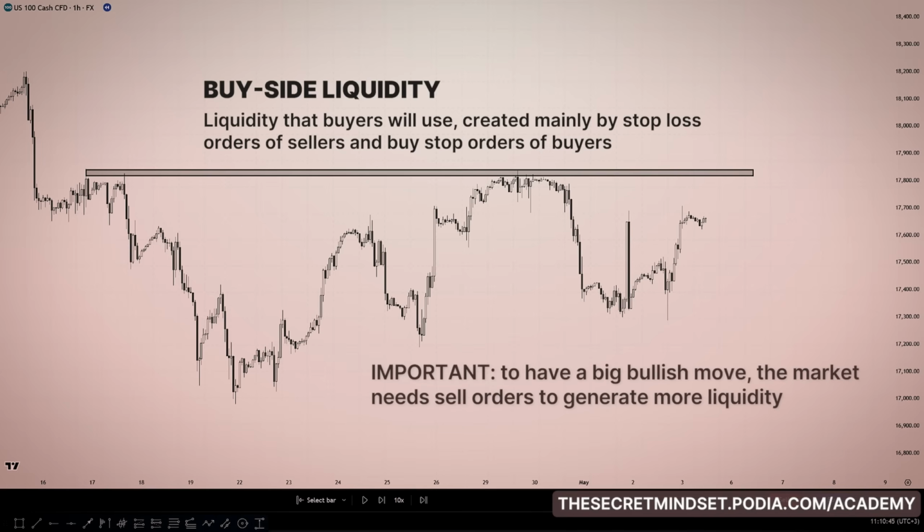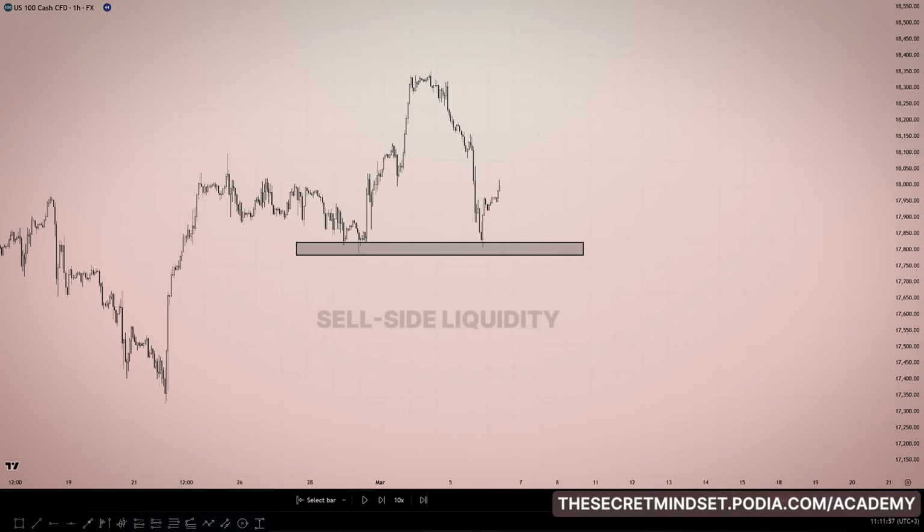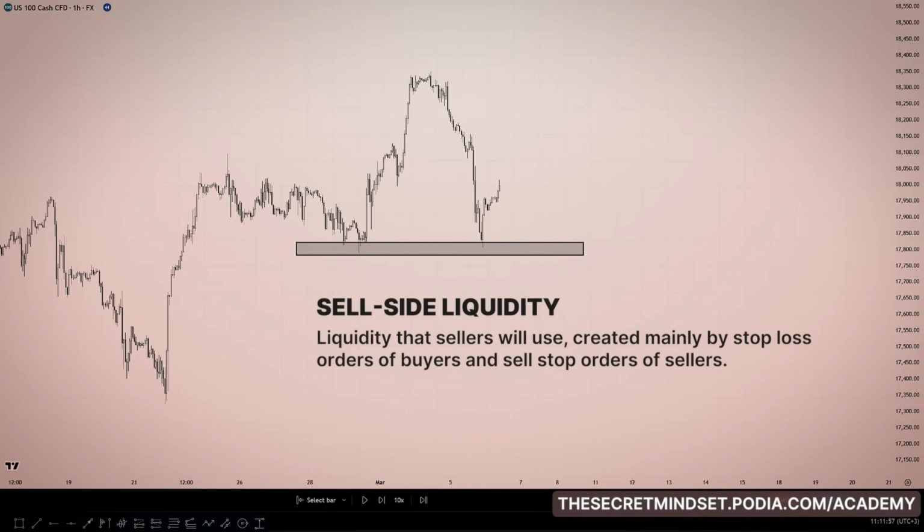To have a big bullish move, the market needs sell orders to generate more liquidity. Also, the buy orders from stop losses of sellers generate more buy orders, which is why you often see a surge in buying when price breaks out. Sell-side liquidity is the opposite. It's the liquidity that sellers will use, created mainly by stop-loss orders of buyers and sell stop orders of sellers.